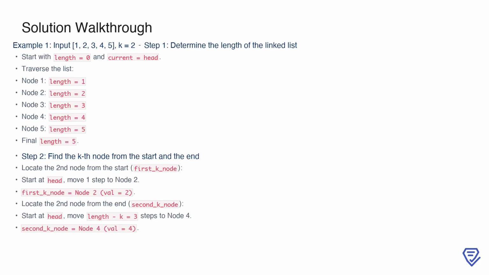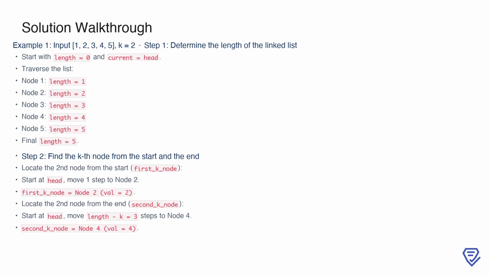Let's start with example 1, where the input linked list is 1, 2, 3, 4, 5, and k is 2. The first step is to determine the length of the linked list. We initialize length to 0 and set current to point to the head of the list. As we traverse through each node, we increment the length by 1. Starting with node 1, the length becomes 1. Moving to node 2, it increases to 2, then to 3 at node 3, 4 at node 4, and finally 5 at node 5. At the end of the traversal, we know the total length of the list is 5.